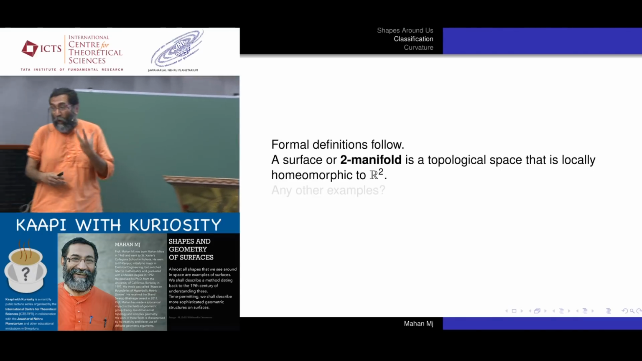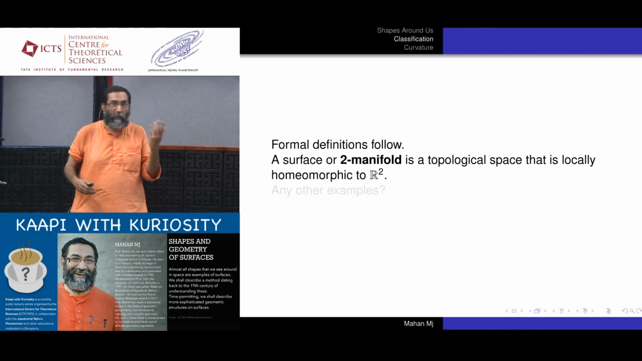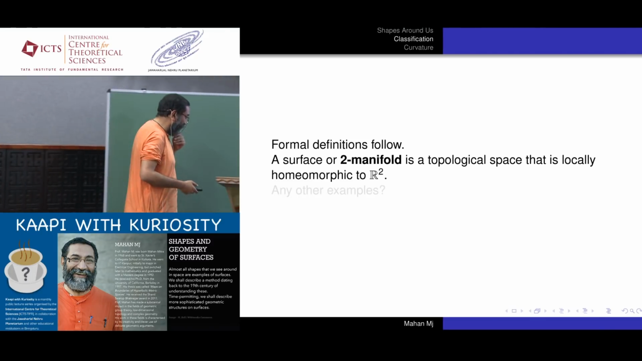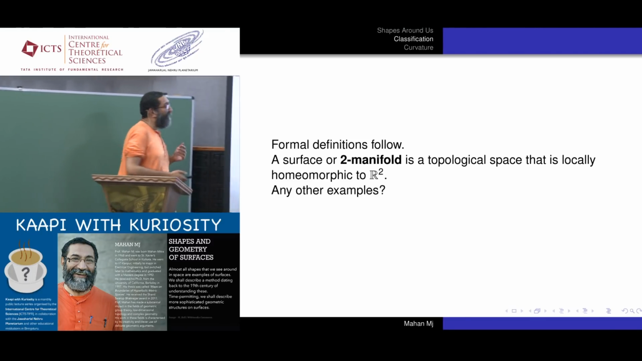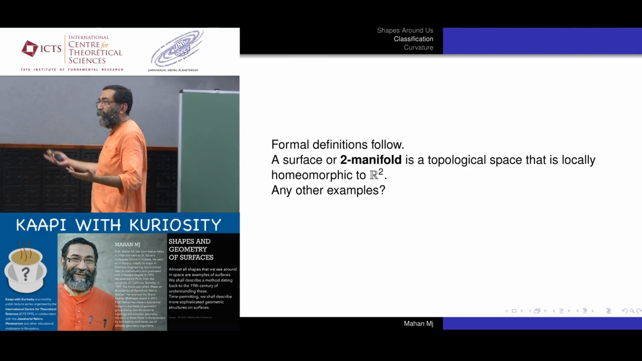So we've seen one example of what a surface is, of what a two-dimensional manifold is, namely the surface of a globe. Are there any other examples? Are there any other examples that you see in day-to-day life?